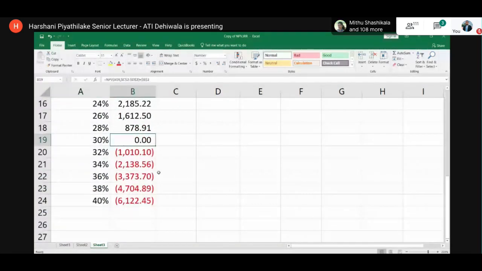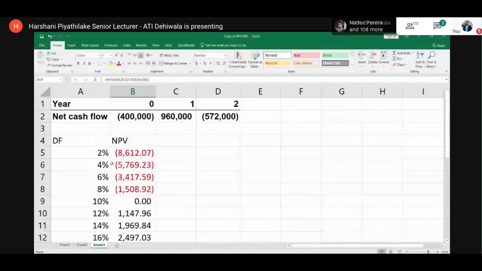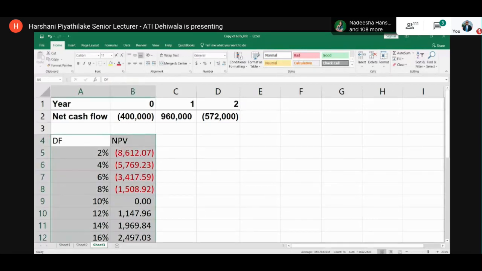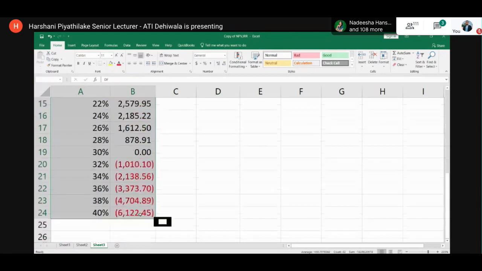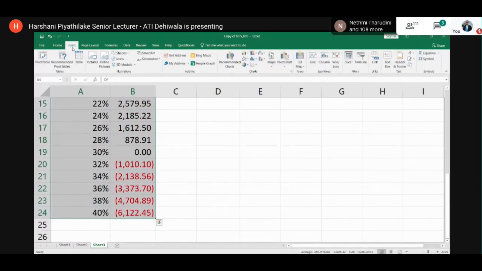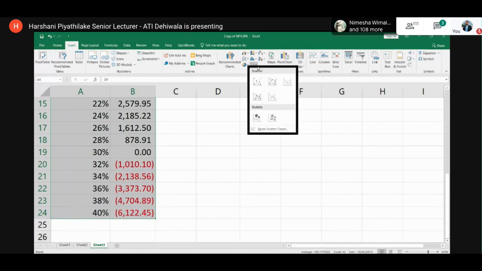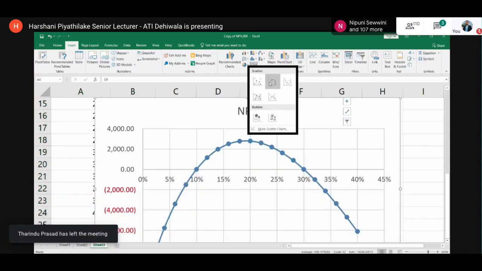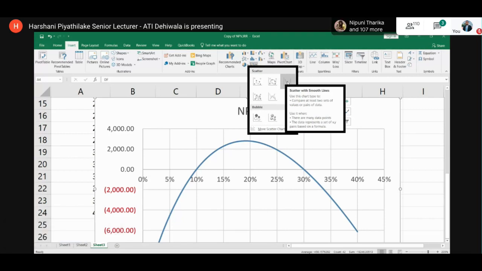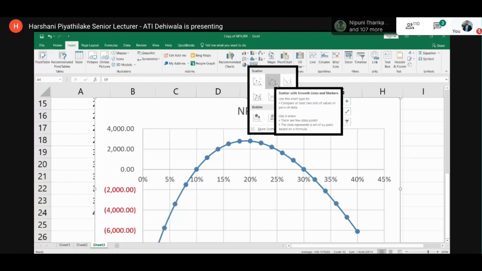Right? You can identify this by creating a graph for the IRR. Okay. Again, highlight the full range, same as earlier. Go to the Insert ribbon. Select the scatter graph. Same as earlier, use this one or this one. Here you can see without markers. Here with markers. Select with markers to identify clearly.